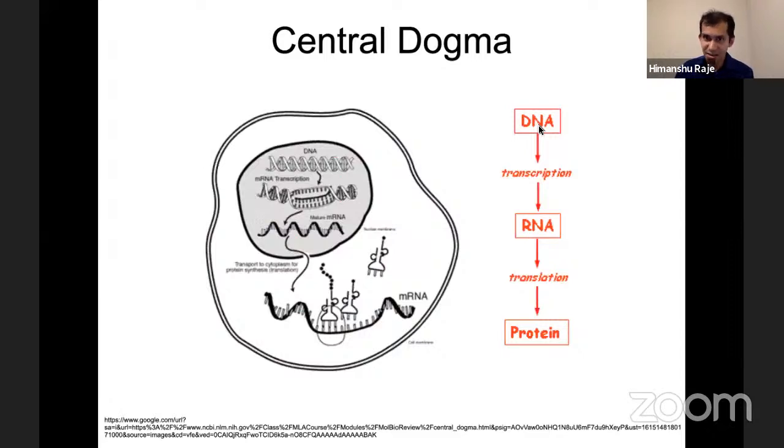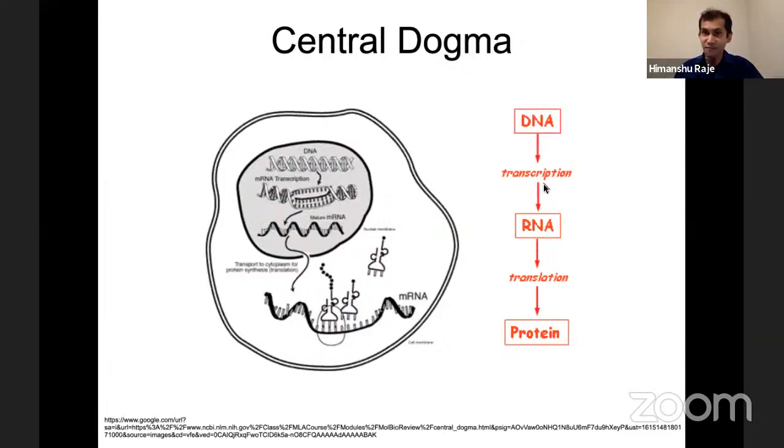Now, when any cell, prokaryote or eukaryote, us, plants, animals, bacteria, whatever, decides to activate a gene, it will form an RNA molecule from that gene, okay? And the process of going from DNA to RNA is called transcription. So when a gene is activated, that gene is going to be transcribed.